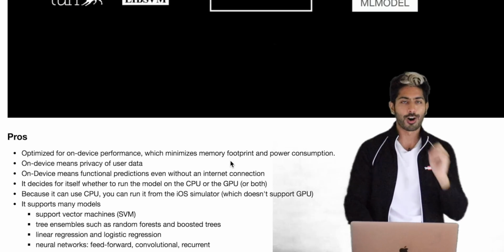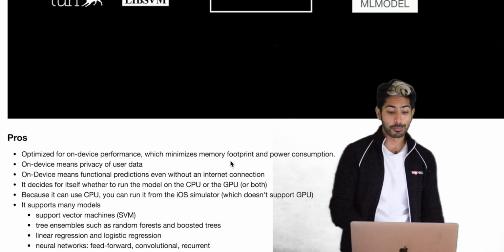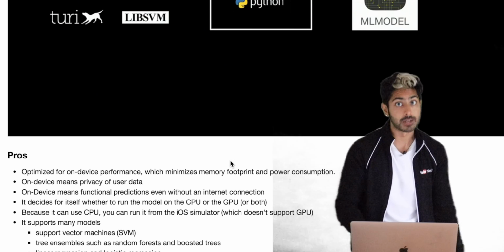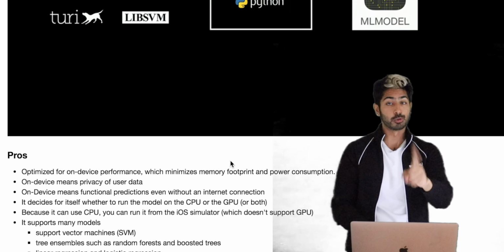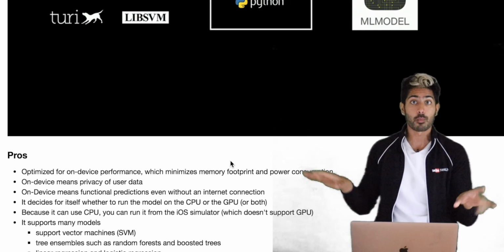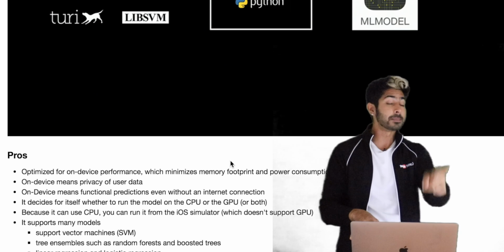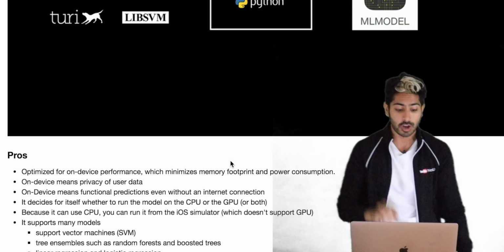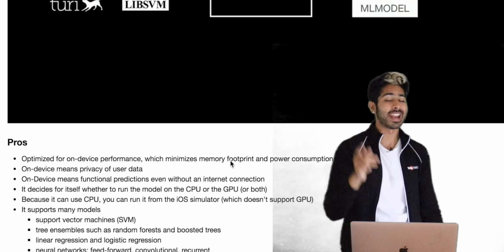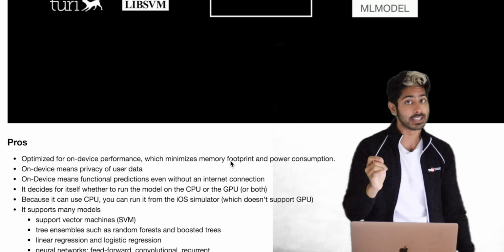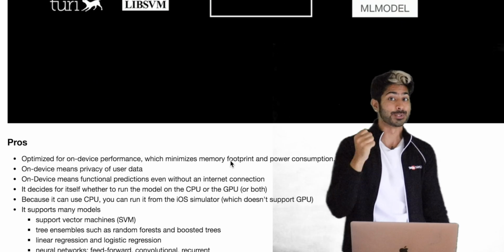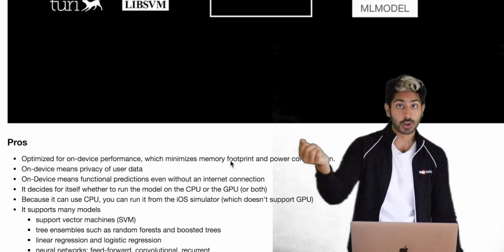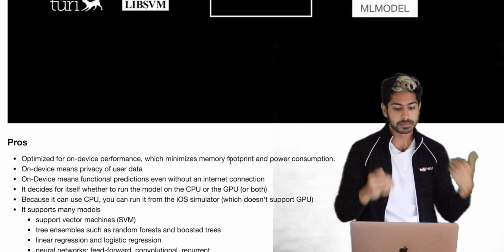Right? So the pros are it's optimized for on-device performance, which minimizes memory footprint and power consumption. That's the one thing you know about Apple's library, as opposed to any third-party framework. You know that it is going to be optimized AF for its devices because they make the hardware and the software. We also know that Apple really cares about user privacy. That means the privacy of users' data. So that means you don't have to send the user's data to the server. It stays local and encrypted.